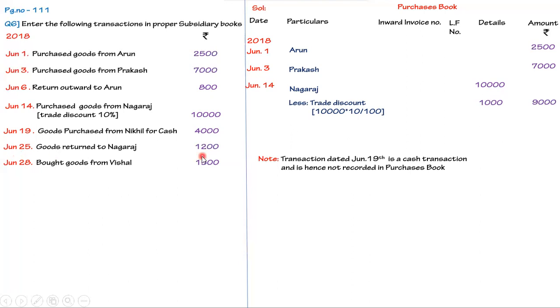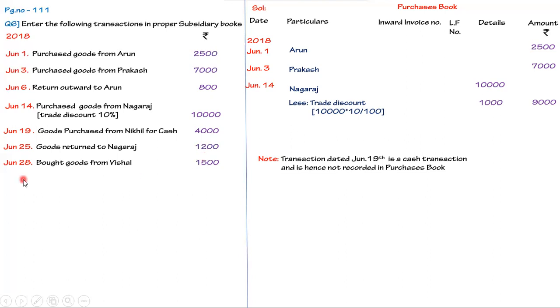It is a transaction of purchase returns. So at the time of preparing purchase returns book, we will be posting this transaction. So till now, these two transactions, transaction dated on June 6, return outward to Arun 800 and transaction dated on June 25, goods returned to Nagaraj 1200 are related to purchase returns book. So while preparing purchase returns book, we will be posting these two transactions. As of now, as we are discussing purchases book, we will be posting all the transactions related to purchases.